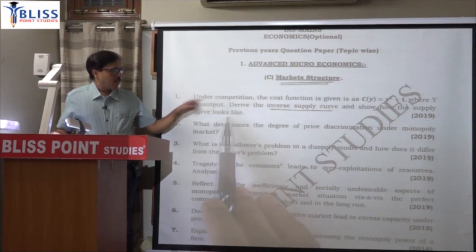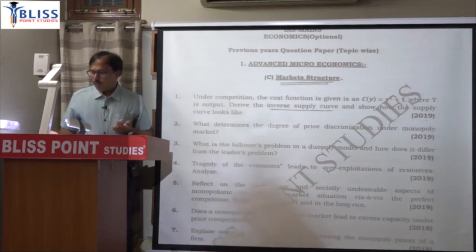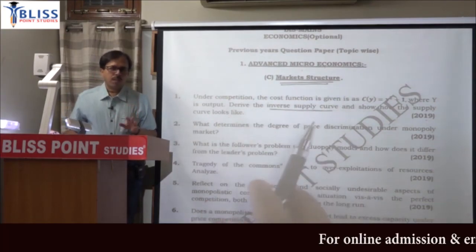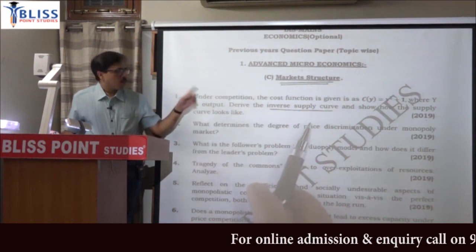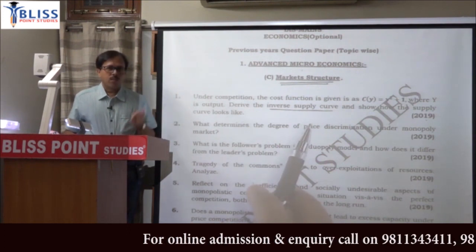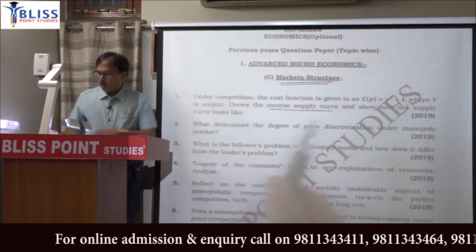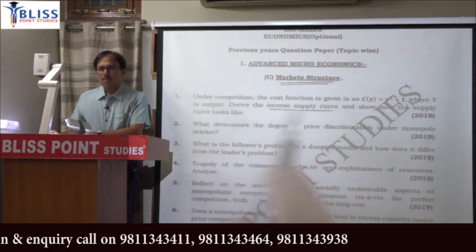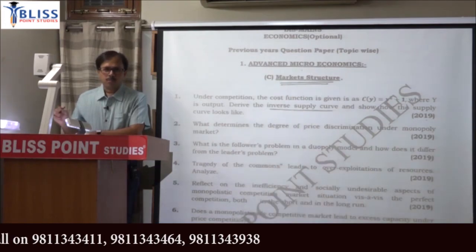We have to derive the inverse supply curve and show how the supply curve looks like. From theory you know that the marginal cost curve is the supply curve. So from that total cost curve you have to calculate the marginal cost curve. That is only the mathematical part involved. So from this total cost curve derive the marginal cost curve, and the marginal cost curve is the supply curve. So just write P equal to MC.